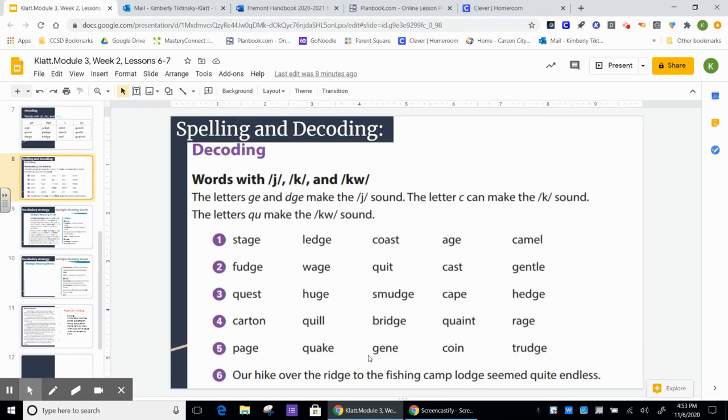All right, and because I'm having a hard time getting that sentence not being covered, I have to hit escape here. Our hike over the ridge to the fishing camp lodge seemed quite endless. And you'll remember that less means without, so meaning without end. All right, keep up the good practice.